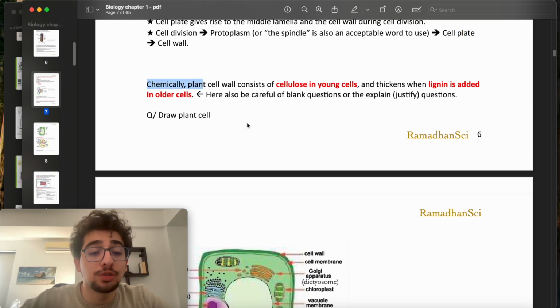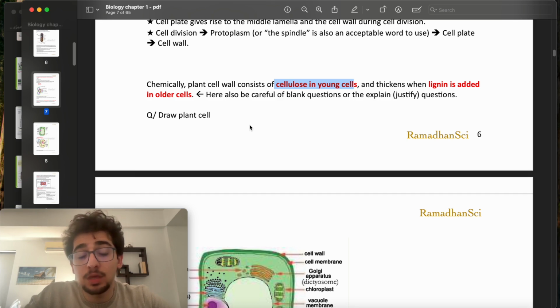Also possible question: give the chemical composition for each of the following, and the cell wall in plant. It's just cellulose in young cells and lignin in older cells. If you get a question being specific about either plant cell or bacterial cell, for example, cell wall in bacterial cell, we will just say that it is made up of proteins, lipids, and polysaccharides.